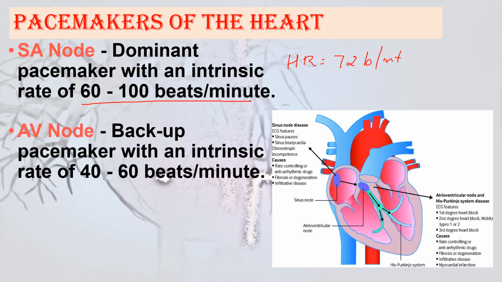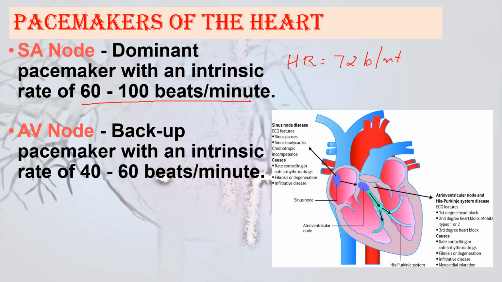And the second one is the AV node. The AV node is known as the backup pacemaker of the heart, with an intrinsic rate of 40 to 60 beats per minute. AV node, otherwise atrioventricular node. It is known as a backup pacemaker in the sense that if the SA node is not functioning, the AV node will take over the function. But the AV node does not have the capability to generate the normal impulse as it is generated by the SA node. So the AV node can generate only 40 to 60 beats per minute.